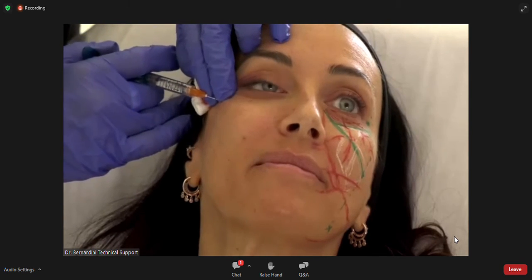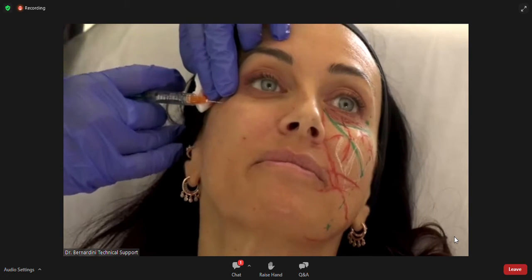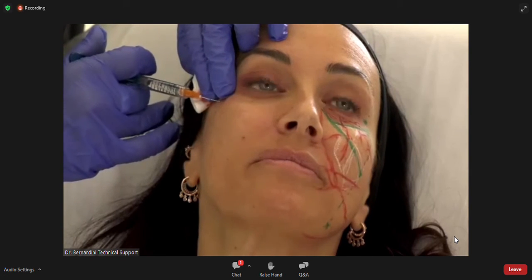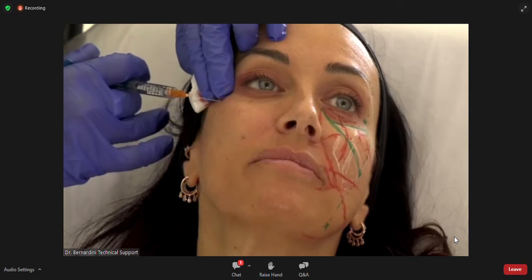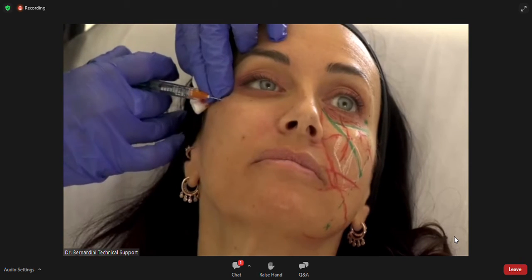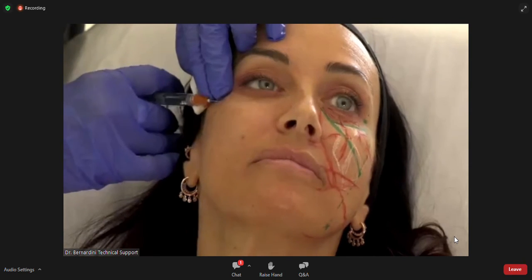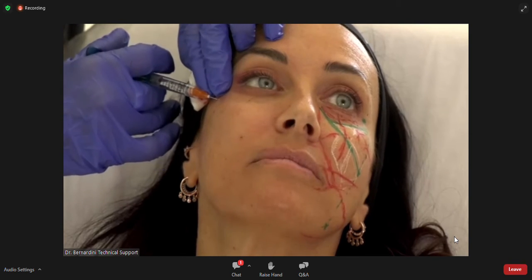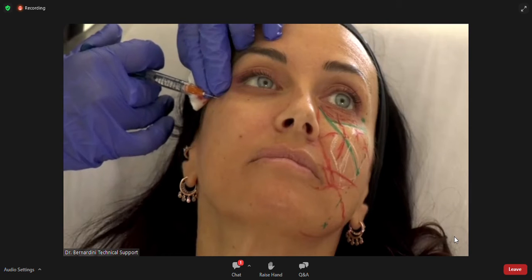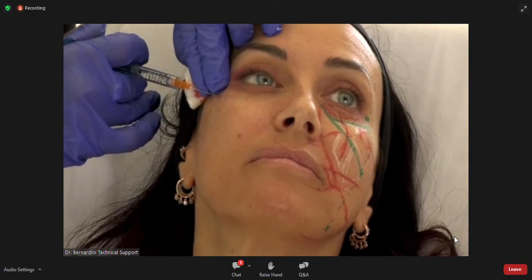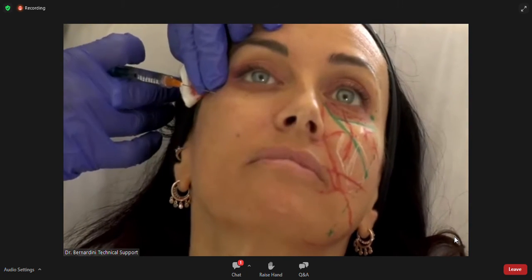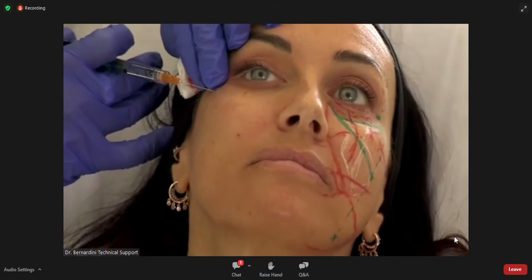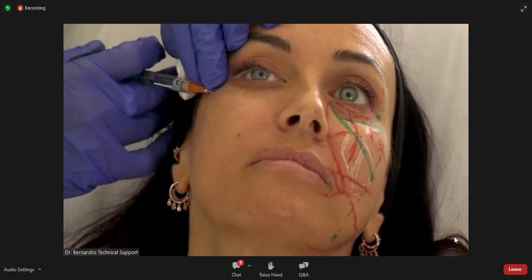So again, I go back under the orbicularis, and I focus a lot on the lateral part of the hollow. You see the tip of my cannula is past the ligament already. I'm not injecting. I start injecting as I come back out. And the quantity of filler that I'm injecting is really minimal amounts per passage.